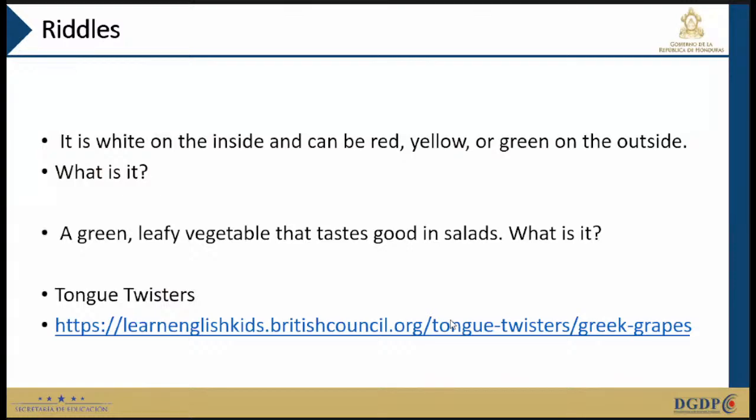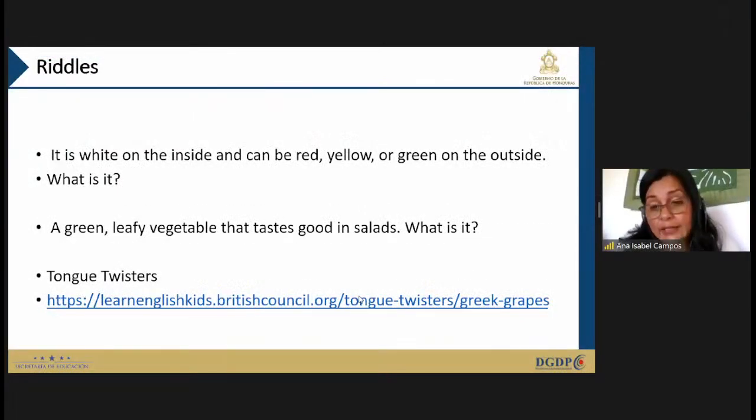Okay, we can use riddles as well. For example, I can say, it is white on the inside, sorry, on the inside, can be red, yellow, green on the outside. What is it? And a green leafy vegetable that tastes good in salads. What is it? So we can use tongue twisters as well.